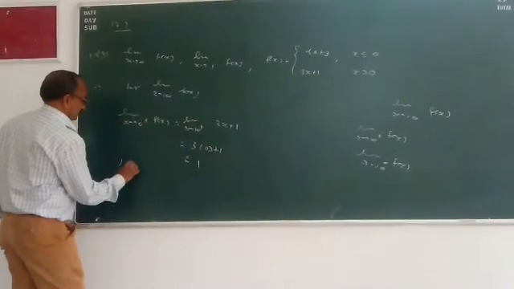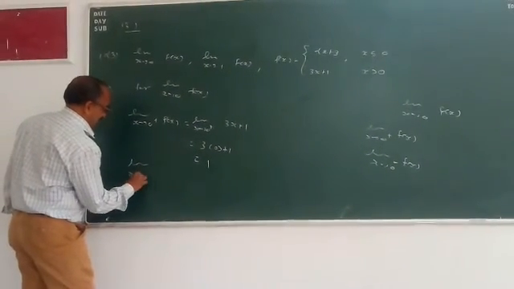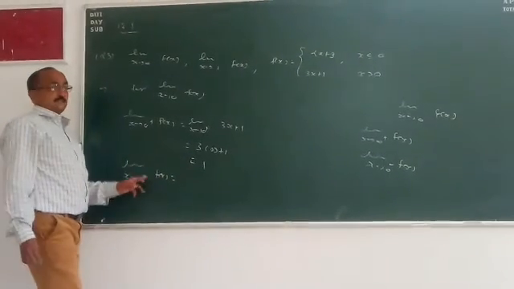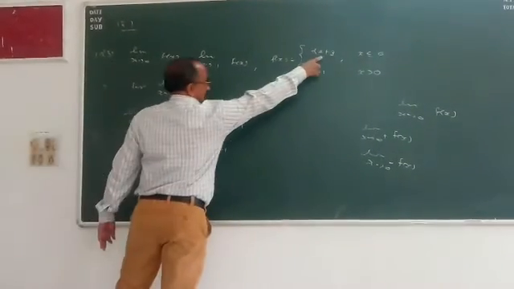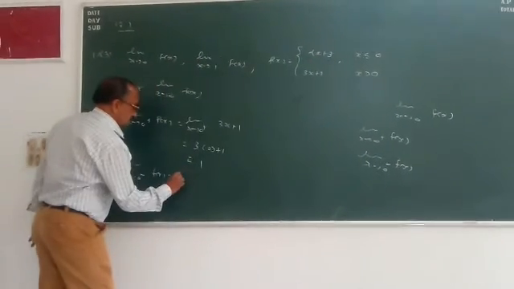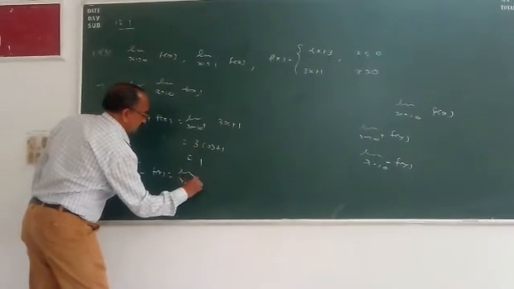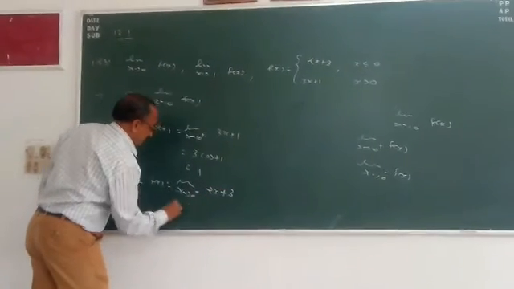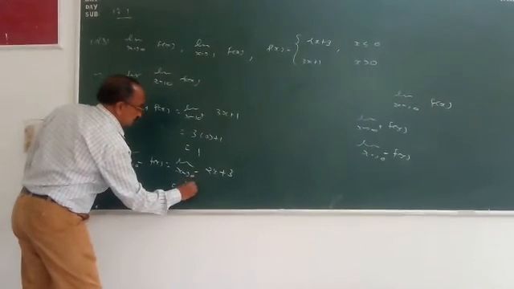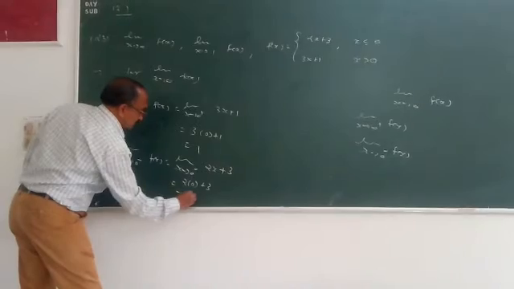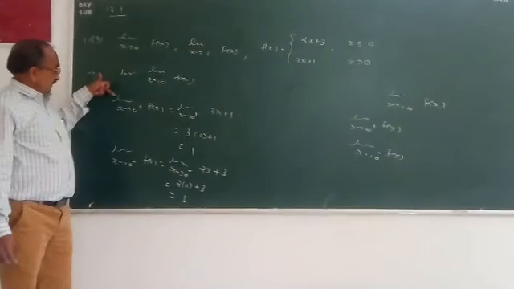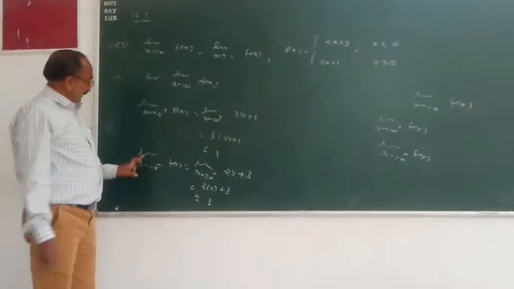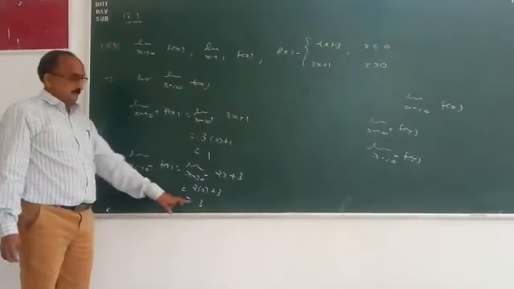Now find the left hand limit. Limit as x tends to 0 negative of f(x), that is the value of x less than 0. In this case f(x) is equal to 2x plus 3. So the limit is 2 into 0 plus 3, which is equal to 3. So here the limit as x tends to 0 positive of f(x) is equal to 1 and the limit as x tends to 0 negative of f(x) is equal to 3.